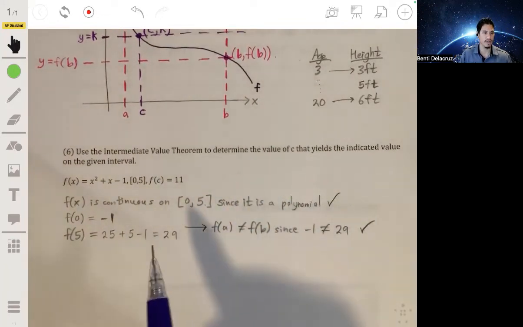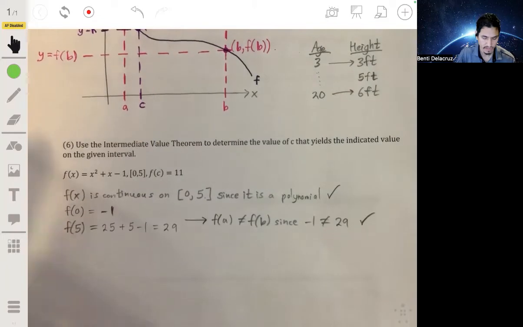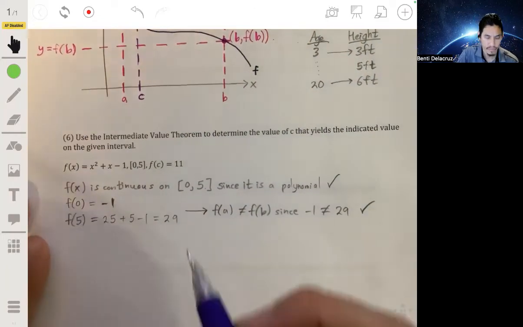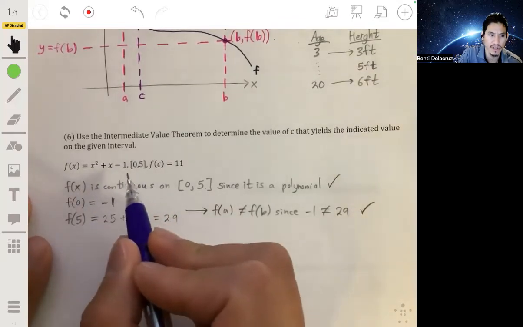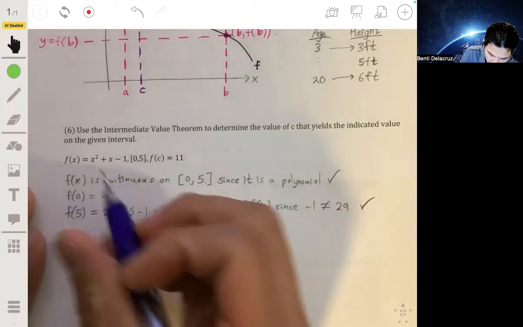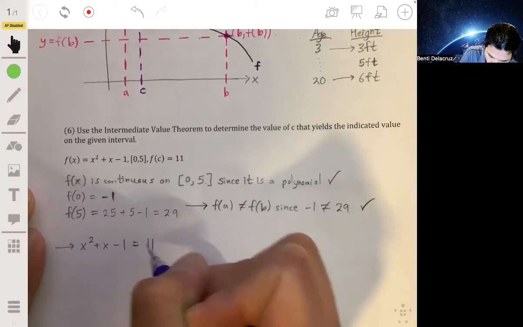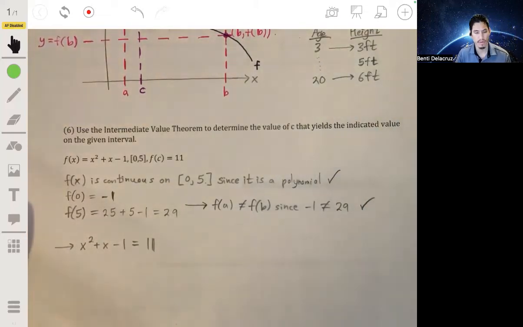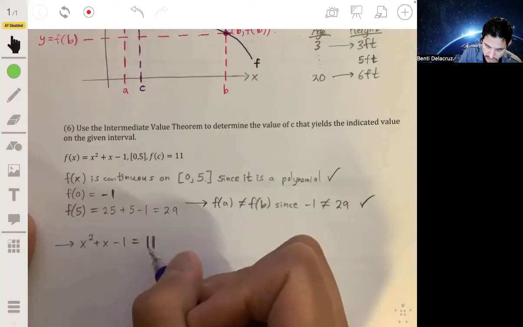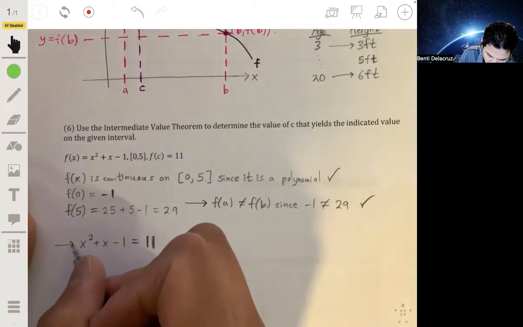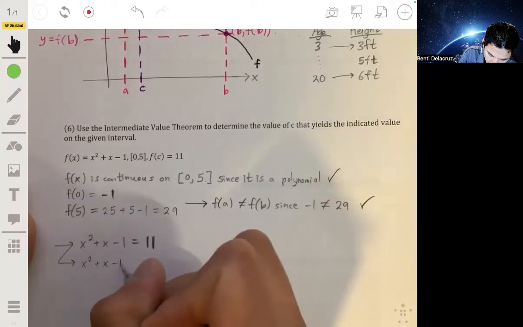Okay, now we go ahead and figure out the c value for this equation that will give you a y value of 11. So what you want to do is set this up as if you're solving a polynomial. So we're going to make x squared plus x minus 1 equal to 11. And then let's solve for the zeros. Let's use our algebra. Subtract 11, and we'll get x squared plus x minus 12 equals 0.